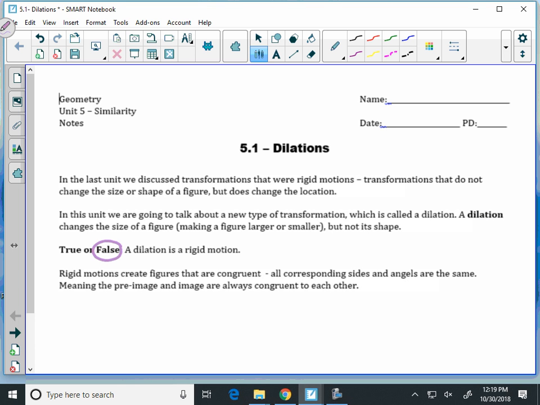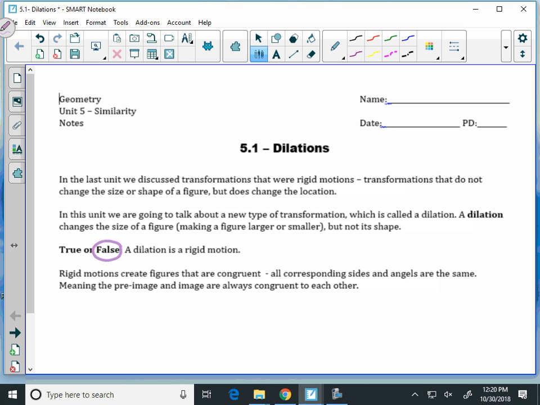Translations, reflections, and rotations are all rigid motions. Dilations are not. Rigid motions create figures that are congruent because they don't change the size. So the original figure and the new figure are going to be congruent to each other, meaning all the corresponding sides and angles are the same. The pre-image and image are always congruent whenever you do a rigid motion.